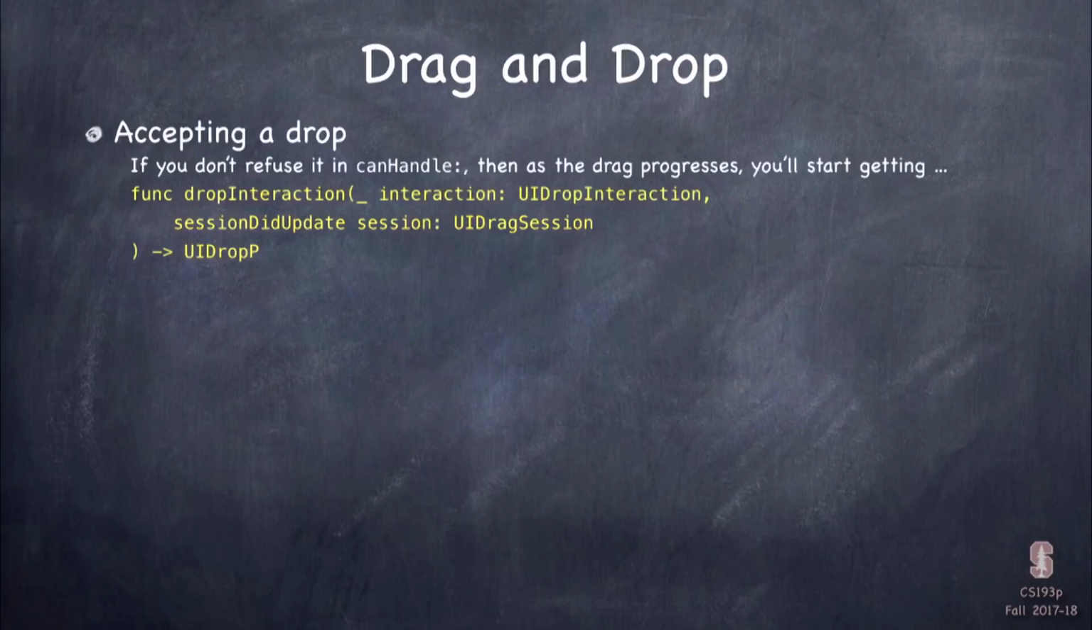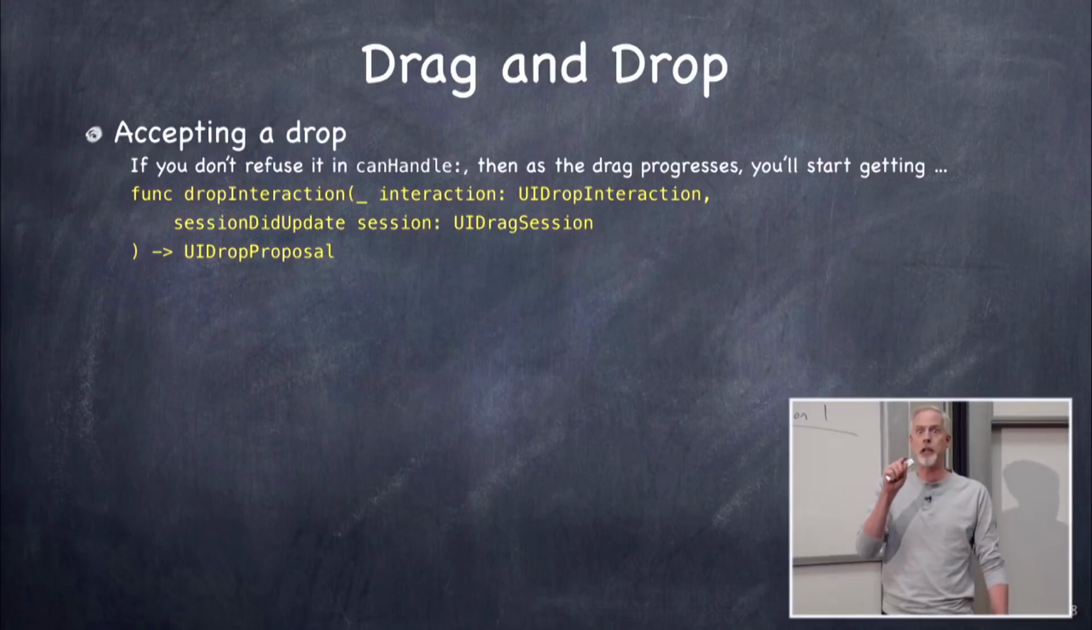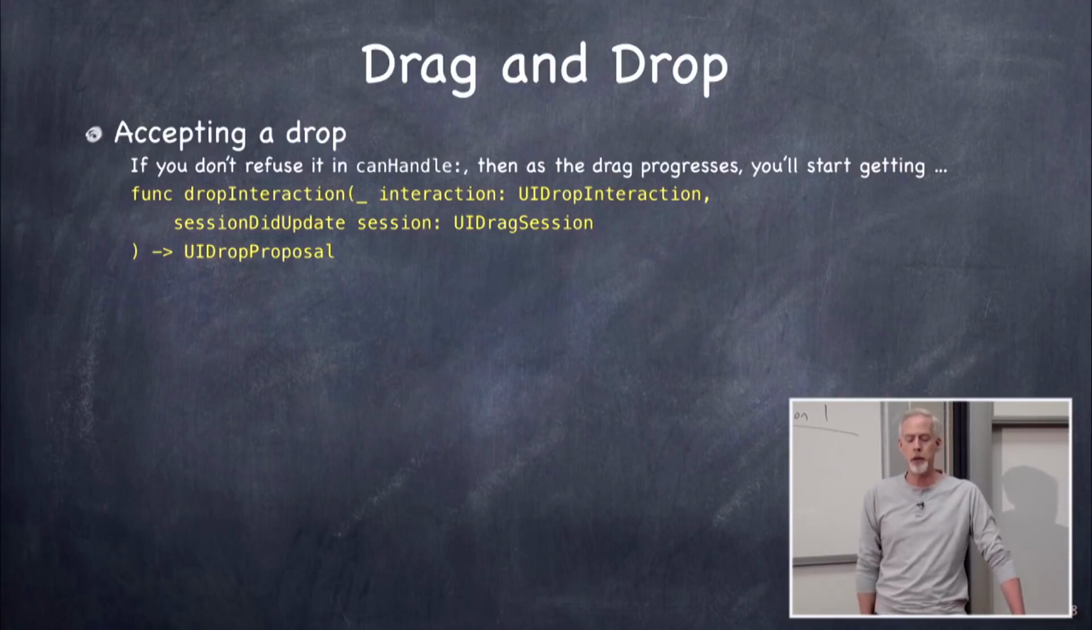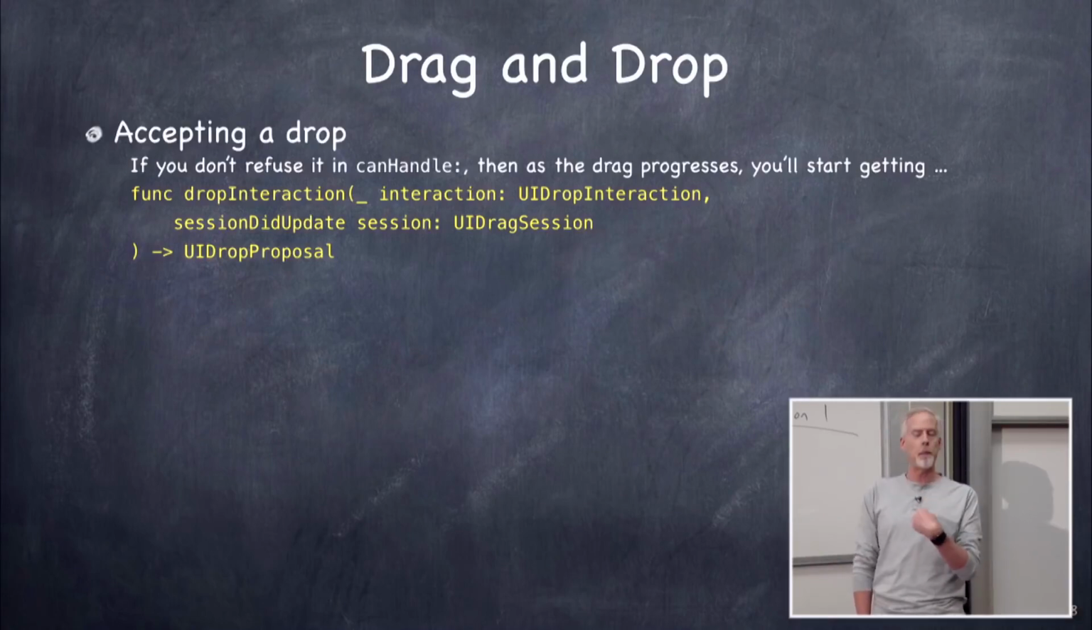Now, if you were to say, yes, I can load objects of that type, then you're going to start getting this sessionDidUpdate message sent to you. Again, it's going to pass that session to you again, and the session might have changed a little because maybe the finger has moved a little bit, and so maybe that changes your decision about whether you want to accept this drop. But what you return from sessionDidUpdate is a UIDropProposal. Now, this is your proposal as a drop receiver for what you're willing to do with this drop.